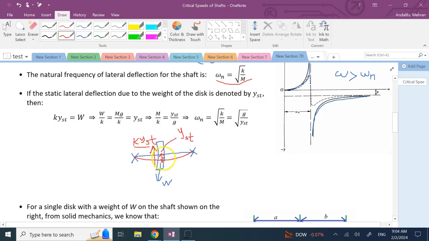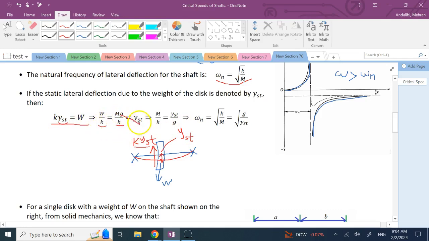The static deflection at the location of the disk is going to be the upward force, which has to cancel W. So these two forces have to be equal, and since this is statics, we can basically determine them from our solid mechanics knowledge. So K y static, the spring force, is equal to W. From here, if you solve for y static, it's going to be W over K or mg over K.